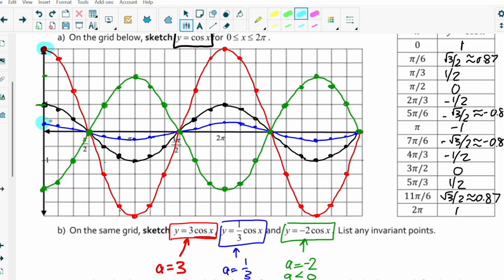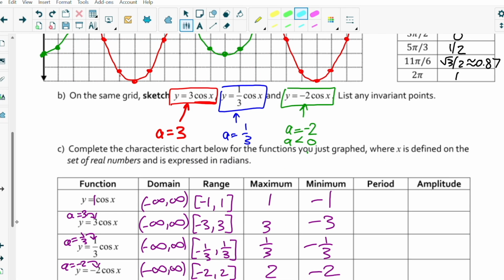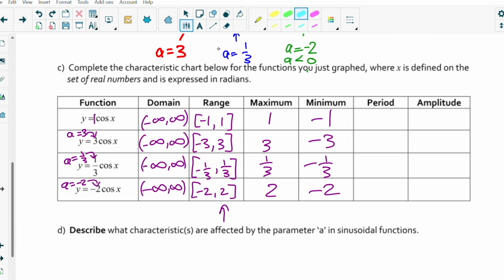Okay, what about the blue one? Half of it up cycle, full down cycle, and then the other half of the up cycle. I stop, it's 2 pi. So the period in all of these cases is all just 2 pi.